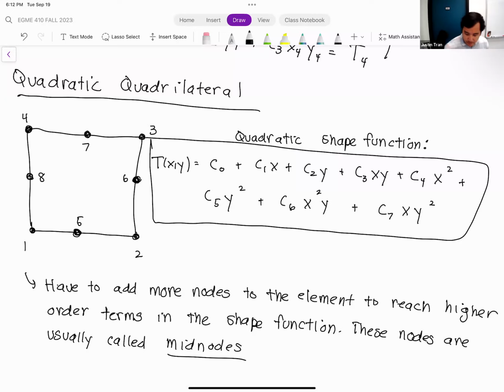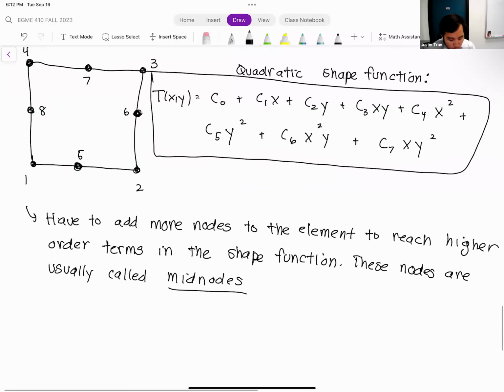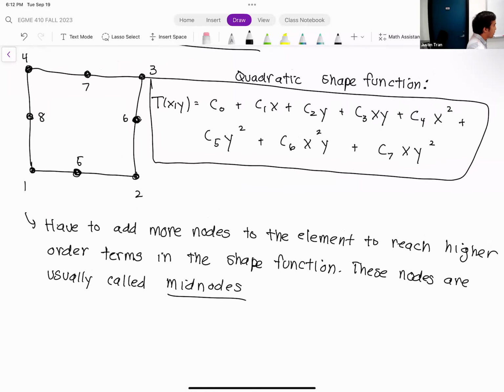Of course, more nodes also means more work. These extra nodes don't come for free. When you have more nodes per element, it's going to cause your computer to work harder to find a solution. And so generally speaking, quadratic elements are more expensive on a per element basis.